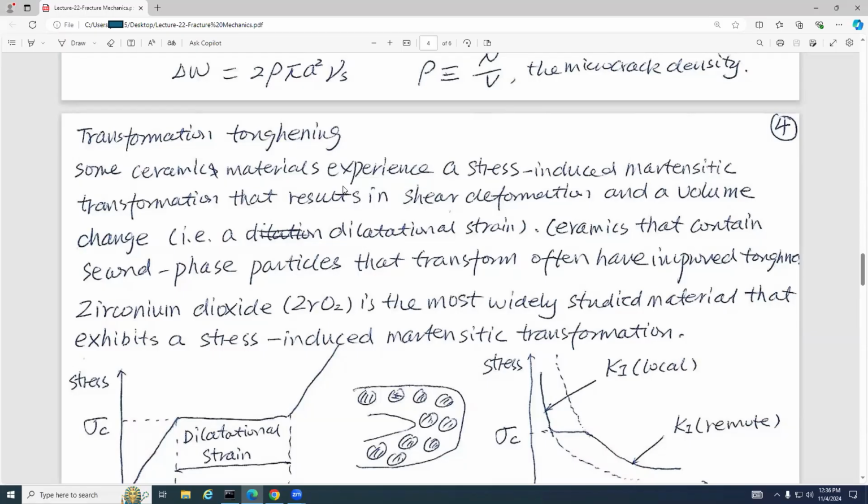Martensitic. Hey George, what is martensitic? Material, recall, material science. Martensite, perlite, barite. Michael, I don't remember that. Martensite.